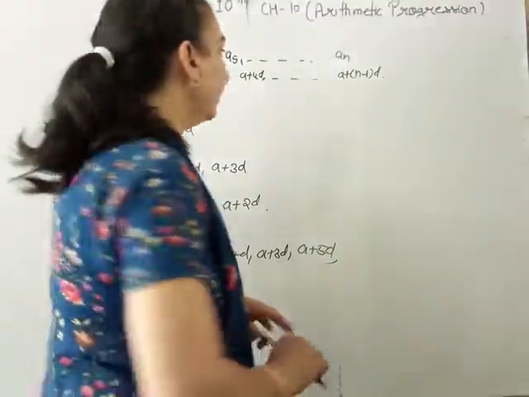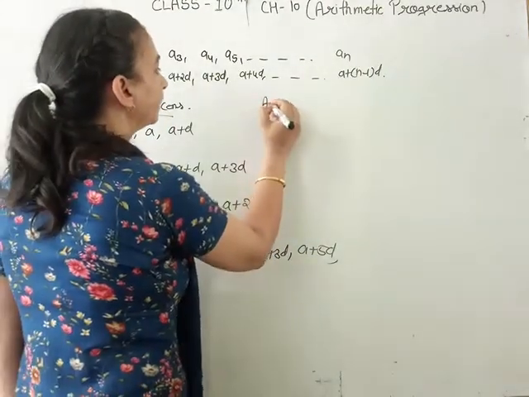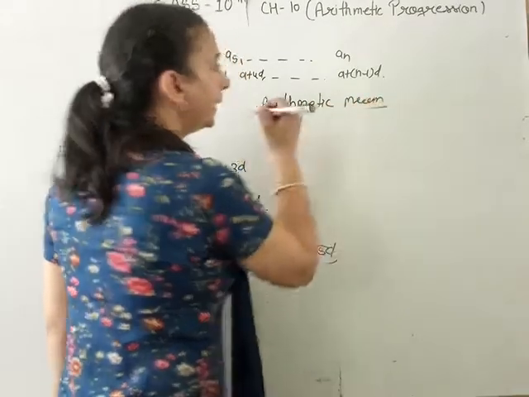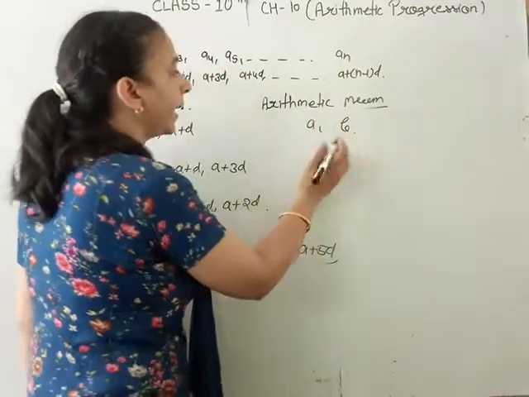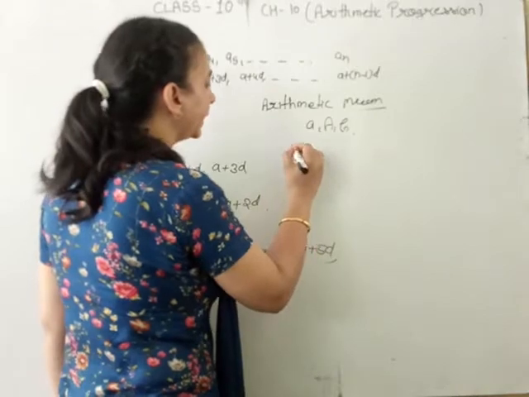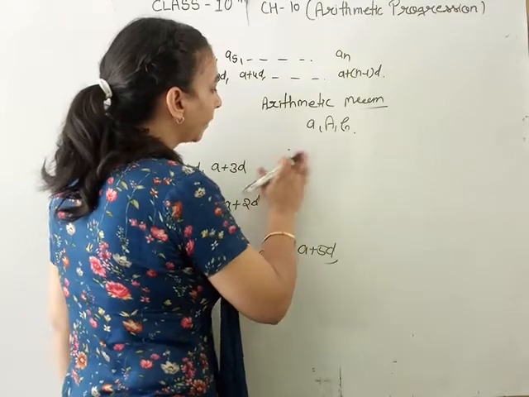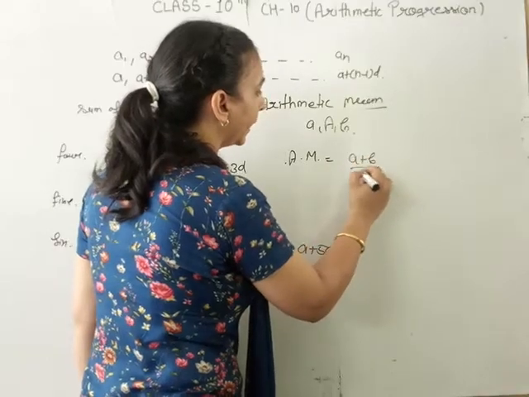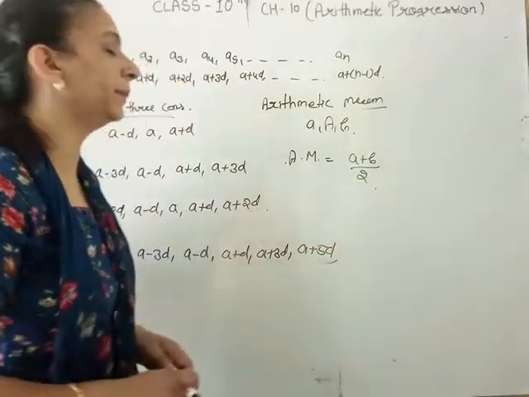Okay. And next, the result for AM, arithmetic mean. What is arithmetic mean? Between two terms, if we have A and B, two terms, and we find the arithmetic mean between two terms, we denote this AM. The arithmetic mean between two terms A and B is (A plus B) by 2. Okay, this is the arithmetic mean between two terms A and B, that is (A plus B) by 2.